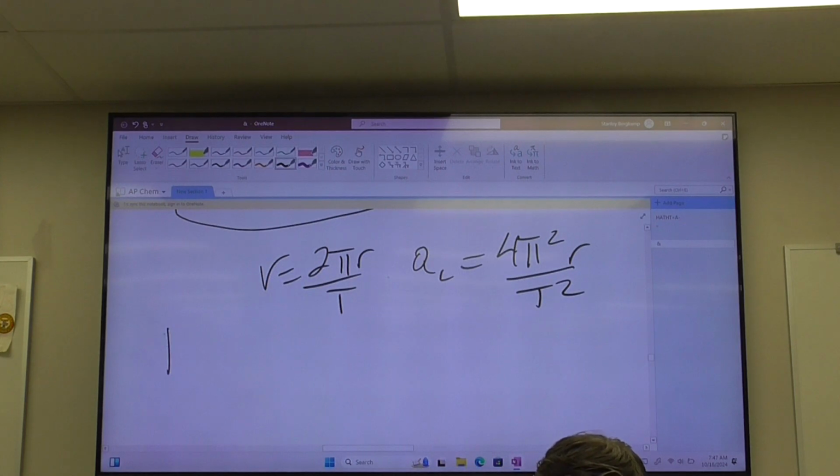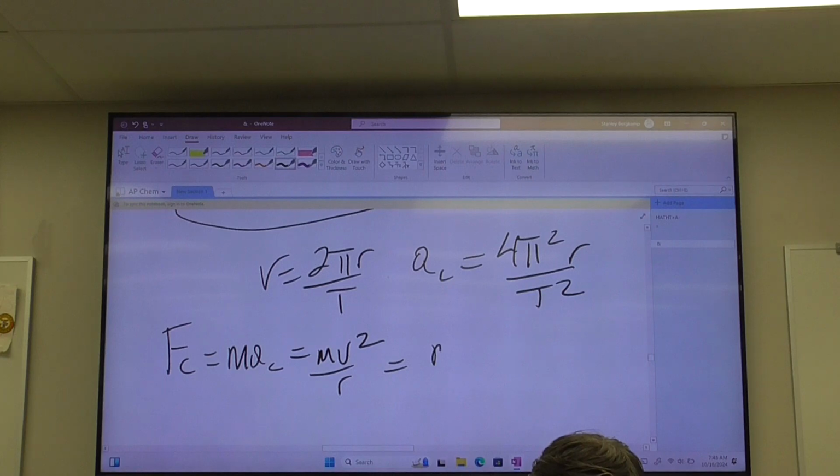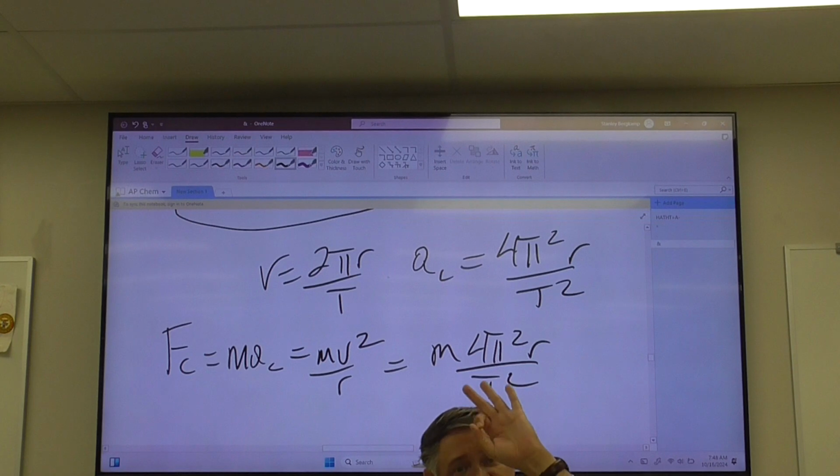So, centripetal force equals 3 things. It equals mass times centripetal acceleration. It equals mv squared over r. It equals mass times 4 pi squared r over t squared. Okay, so those are the 3 equivalent statements for centripetal force. But they all act inwards at a right angle to the velocity vector.